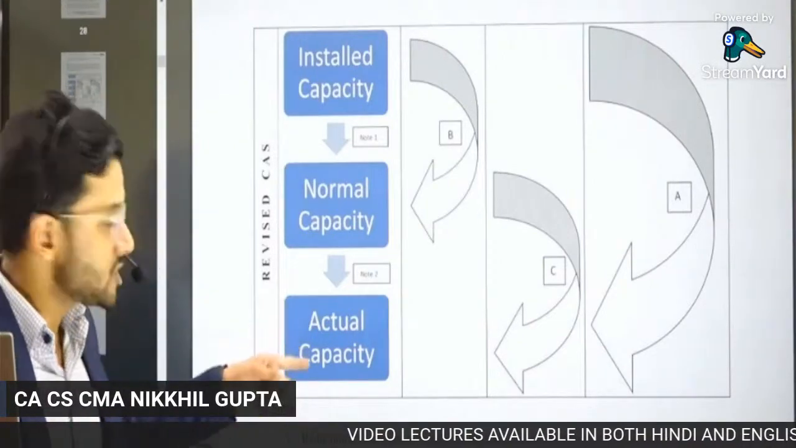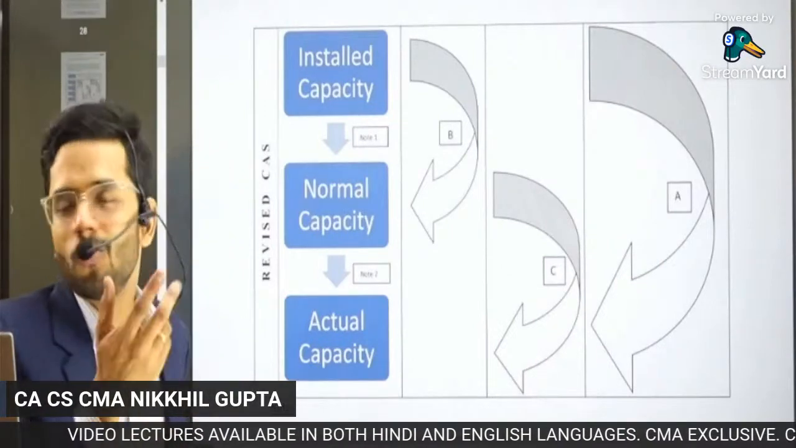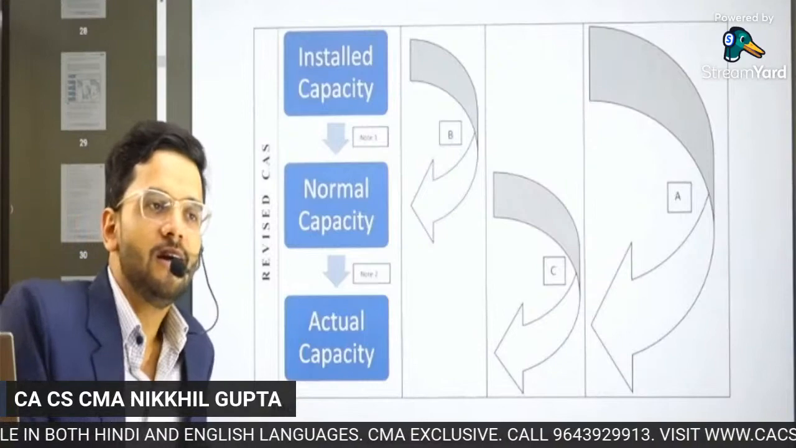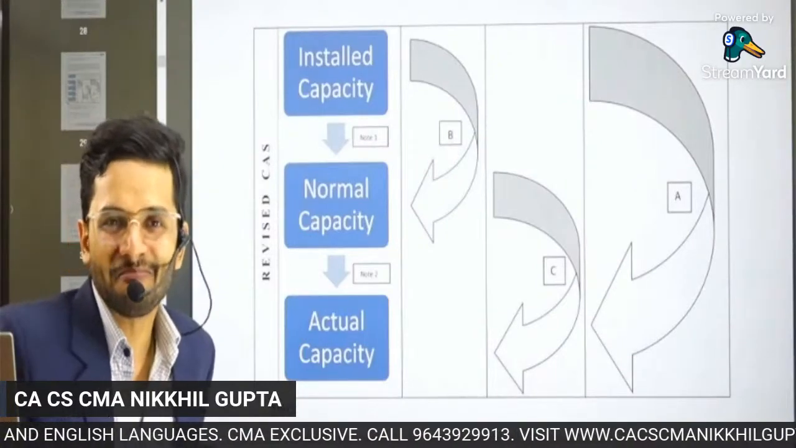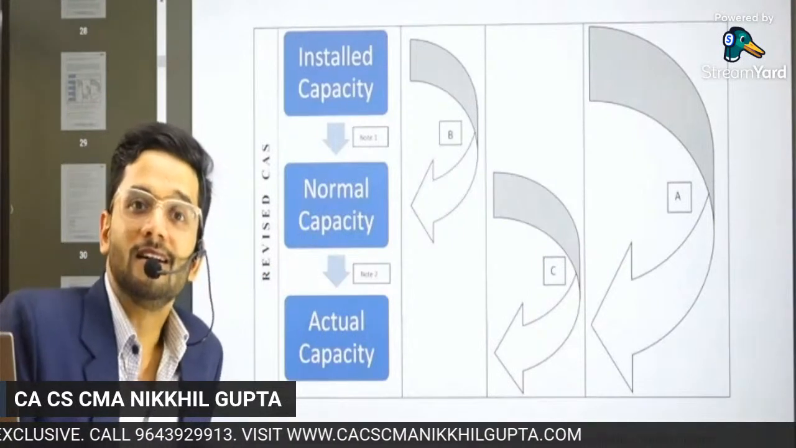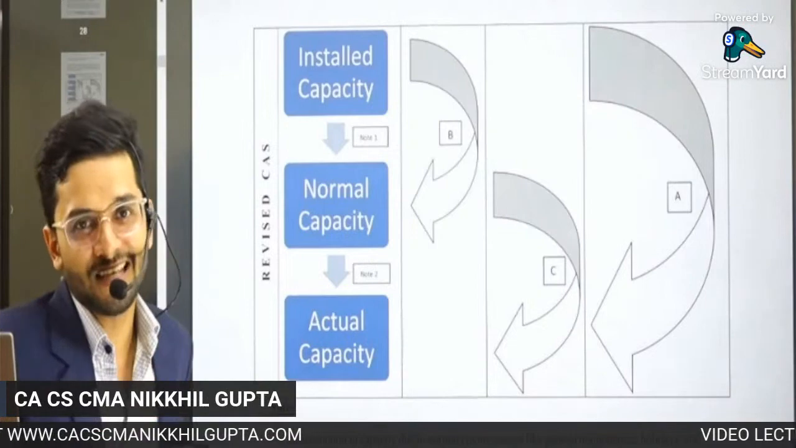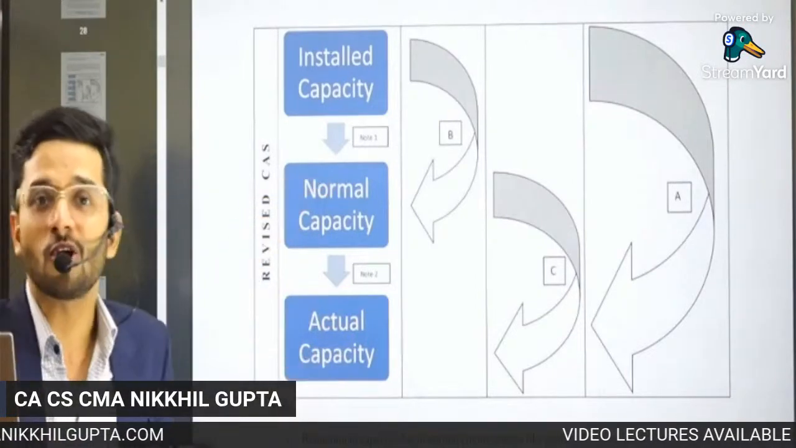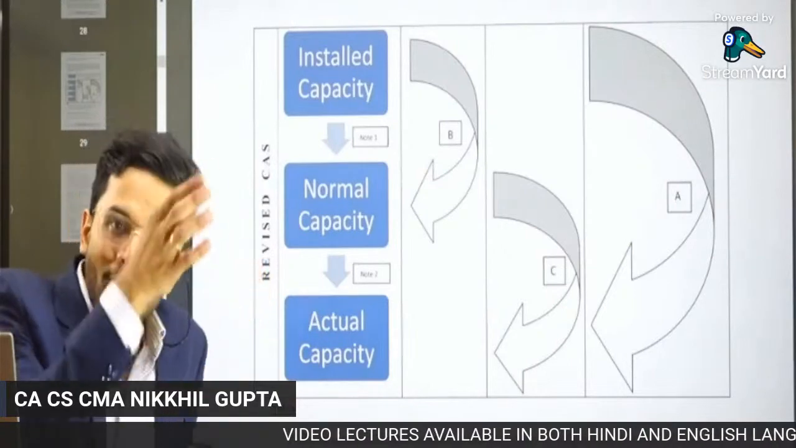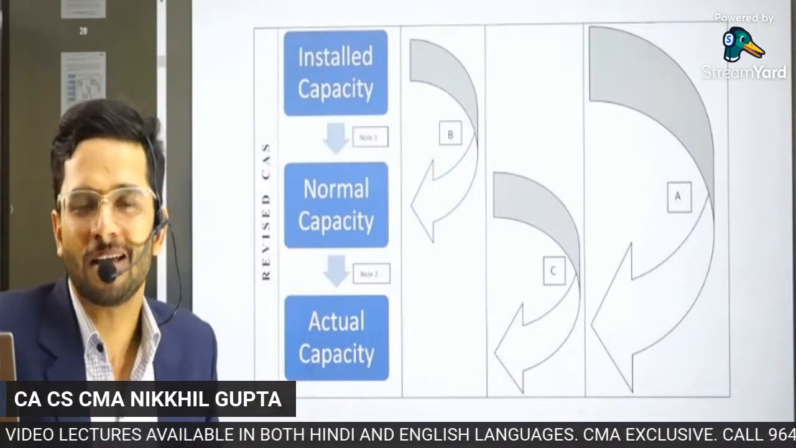The last one is actual capacity. Usually things don't work the way we want them to work, or the way we think they will work. Whenever we have normal capacity, the actual capacity might be a little different because of inefficiencies. There might be inefficiencies which reduce our normal capacity to actual capacity. So normal capacity minus the abnormal inefficiencies will lead to the actual capacity.